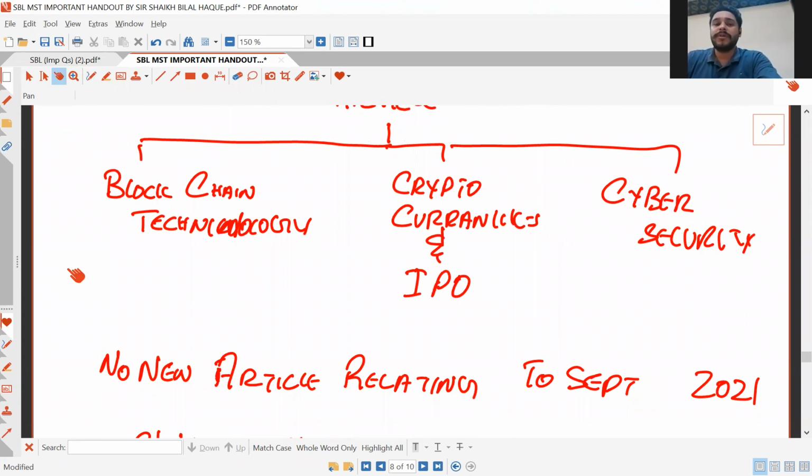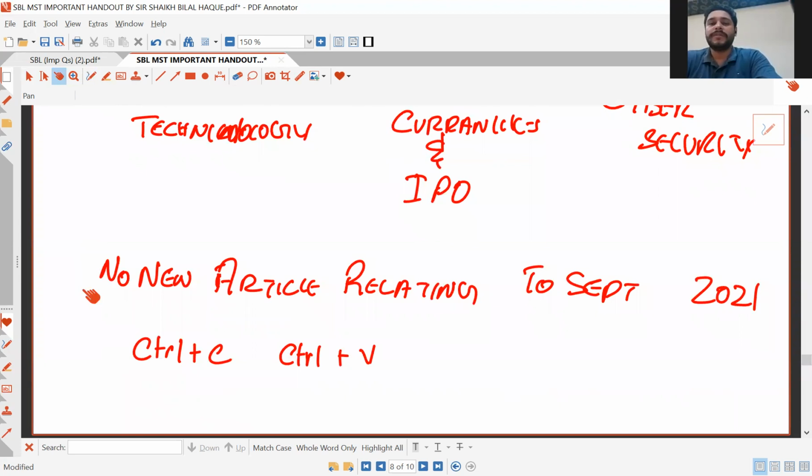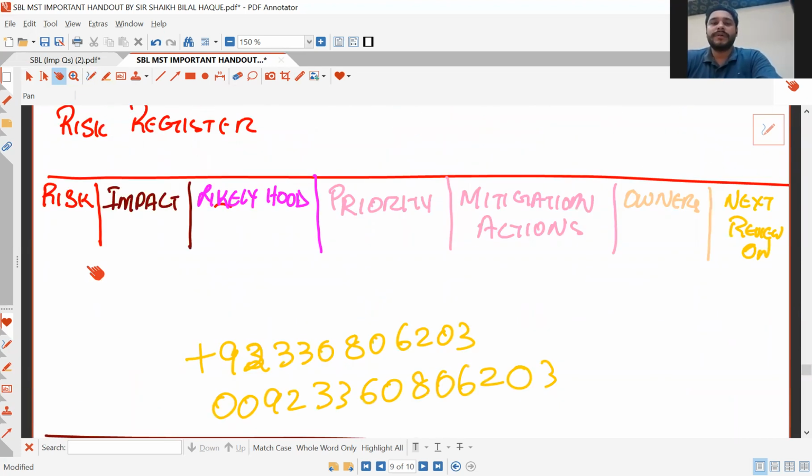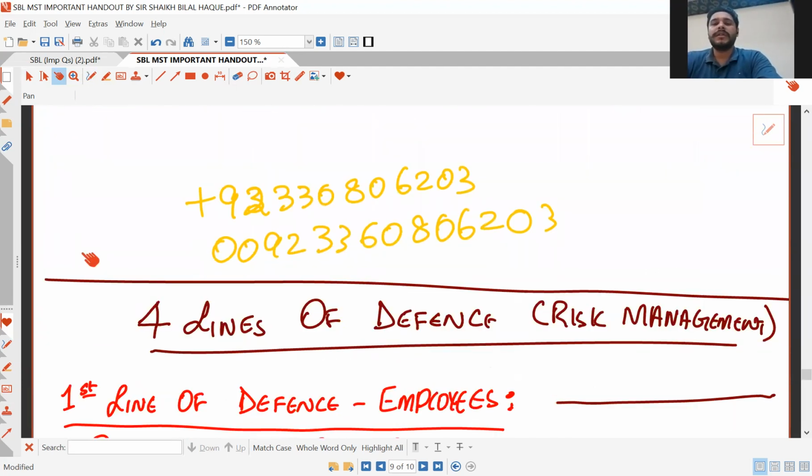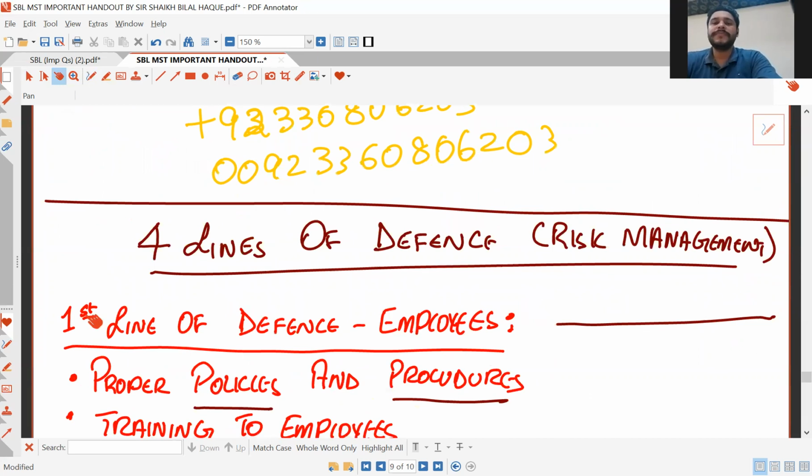We have got the blockchain technology article. We have got the cryptocurrency and IPO, initial public offering, and cybersecurity. I will be sharing this article on my WhatsApp group, so you can easily go through it. No new article for December, I've written it wrong, for March 2021. Risk register: if you want, you can draw the risk register with risk, impact, likelihood, priority, mitigation actions, owners, and the next review of the risk will be taken on. I have given you my numbers so that you can easily go through them.